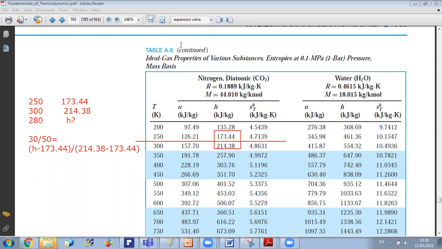Now at exit, the temperature is 500. So no need to interpolate because 500 is already here. I read in the third column, it is 401.52. So from here, I know H1 and H2. Now I can replace in the energy equation.